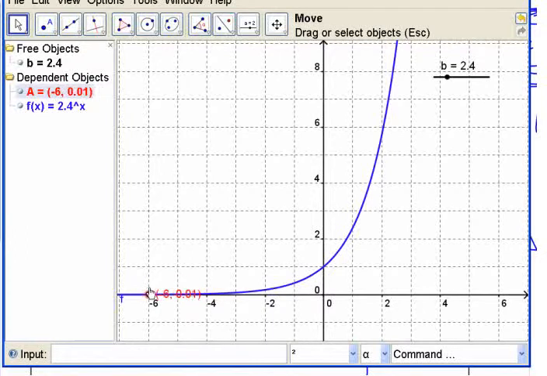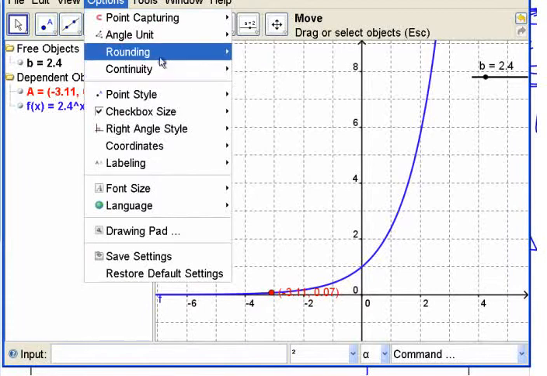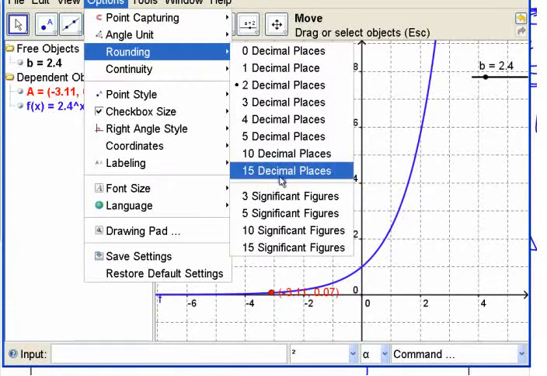Eventually it says 0, but that's only because it's rounding it off. It really is not 0. If I was to actually change this so that if they'll allow me rounding, let's do 15. Why would they?